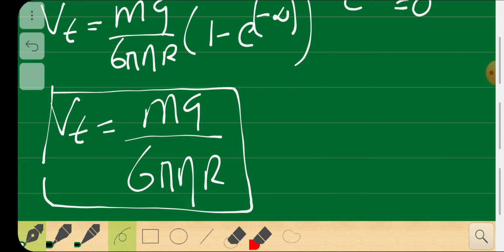Now, if you don't know the mass of the object that you are putting inside the beaker of viscous fluid, what will you do?